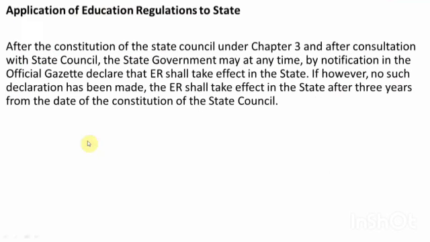Next, the application of education regulations to state. After constitution of the State Council under Chapter 3 and after consultation with the State Council, the state government may at any time, by sending the notification in official gazette, declare that ER shall take effect in the state. If however no such declaration has been made, the ER shall take effect in each state after 3 years from the date of constitution of the State Council.